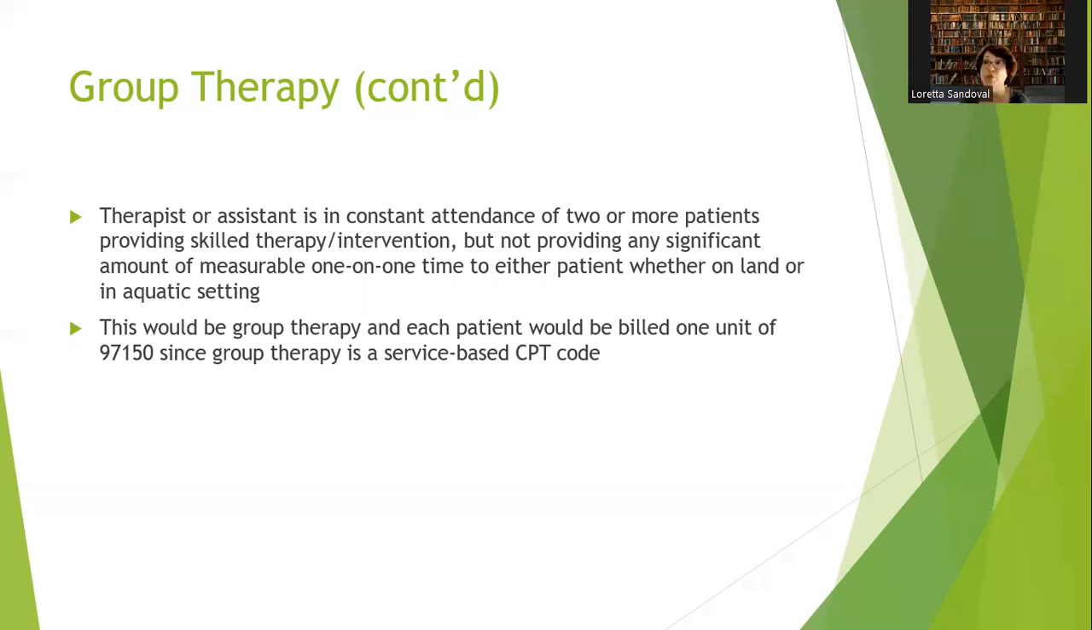So you can have a group exercise class in the water, a group aquatic therapy charged under group, but you're not doing one-on-one with any one of those patients. So each patient is billed 1 unit of 97150. Group therapy is a service-based rather than a time-based CPT code. And so even if they're there for an hour, you're not charging them 4 units. Okay?